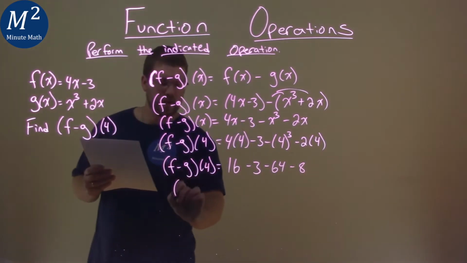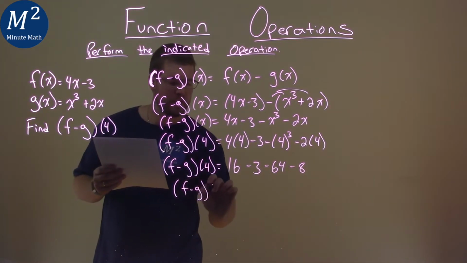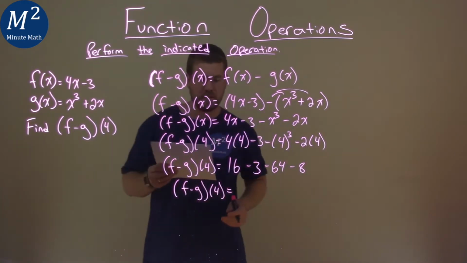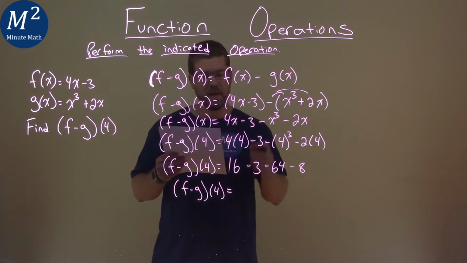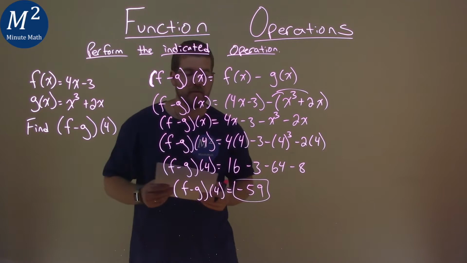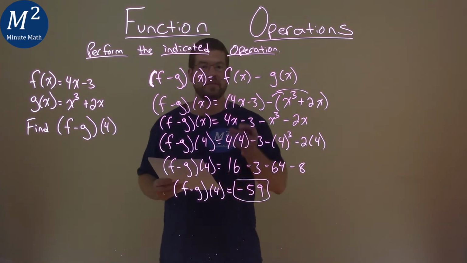So again, keep going down. F minus g of 4. And let's go add and subtract these up. 16 minus 3 minus 64 minus 8 comes out to be a negative 59. And so our final answer here is a negative 59.